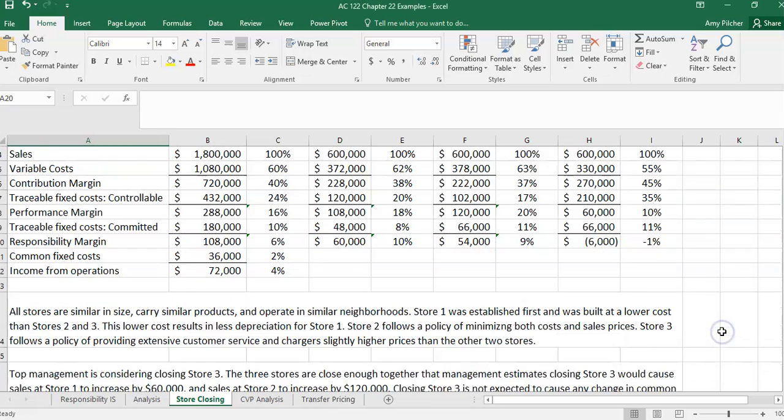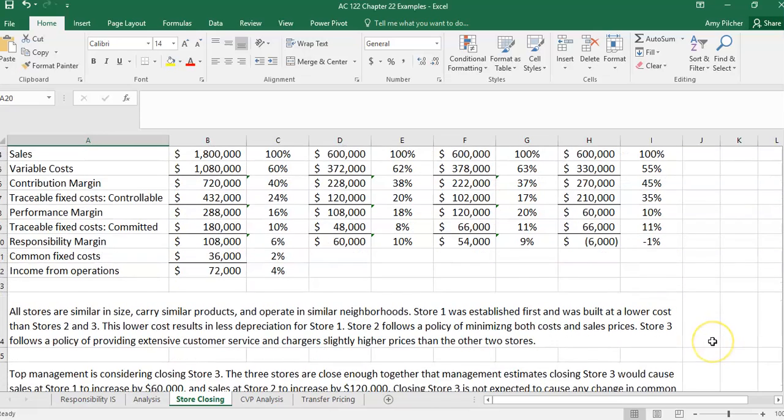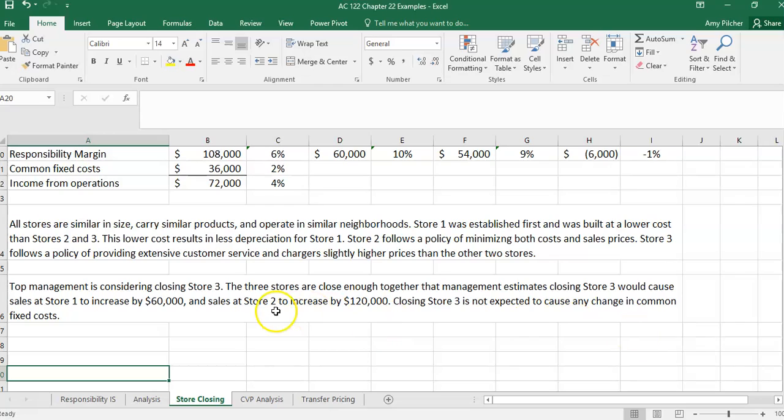We're going to continue looking at the Drexel Hall department stores example. But in this example, we're looking at closing store 3. Because store 3 currently has a negative responsibility margin, our management is thinking about closing it and focusing more on stores 1 and 2.